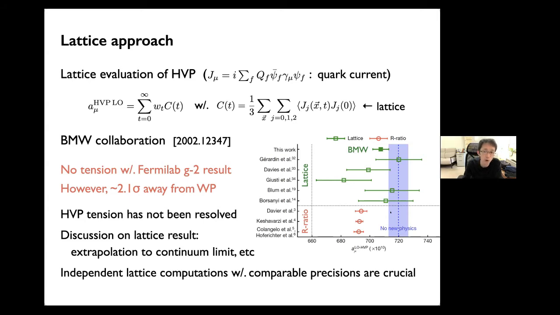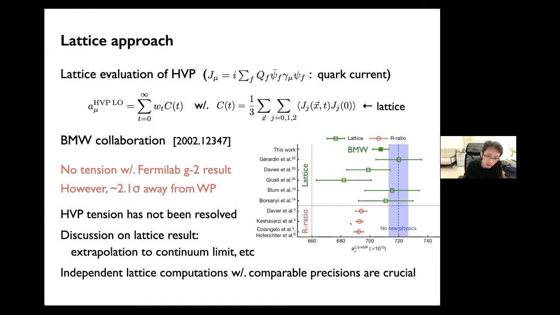Let me explain this blue band. The blue band is determined by Fermilab. This was Brookhaven, but anyway, this BMW result is consistent with the Fermilab result, the experimental result of g minus 2. Instead, this lattice result deviates from the R ratio result at almost the 2.1 sigma level. So this tension has not been solved yet, unfortunately.